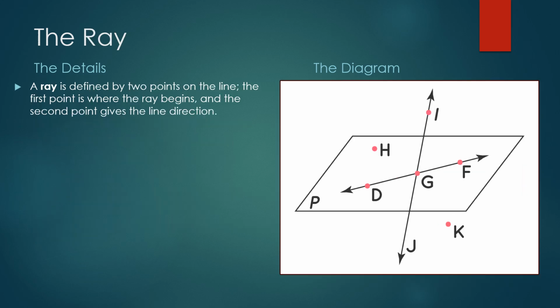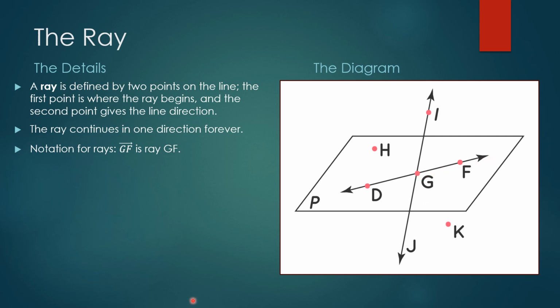So now let's talk about half of a line. Essentially, a ray is defined by 2 points on a line. The first point is always where the ray originates or starts, and then the other point shows you where the direction of the ray goes. So a ray continues in one direction, unlike a line. If we were to look at ray GF, what is that ray? That is this ray right here. G starts and it goes here.